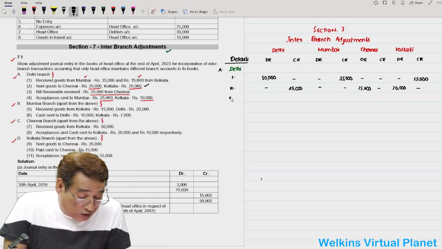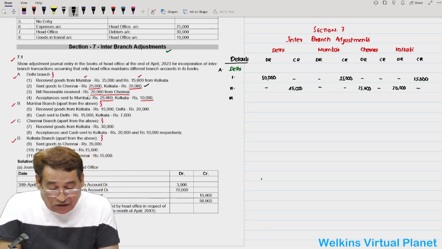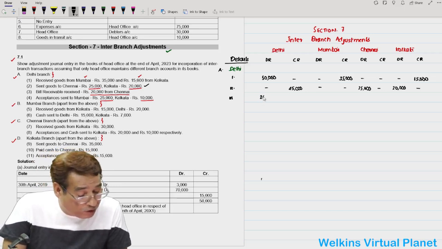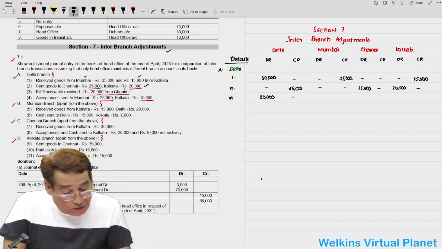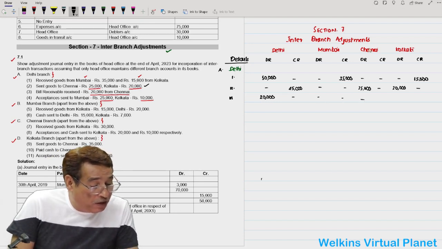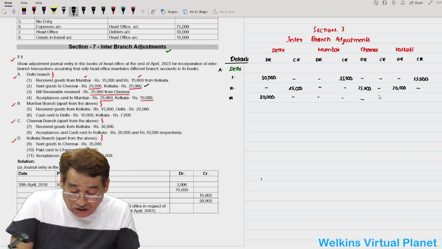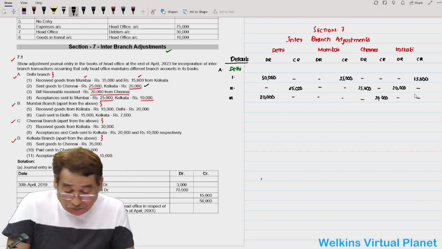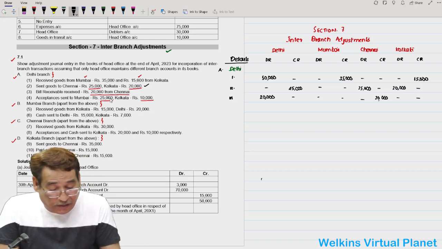Now I will go for the third transaction. As far as third transaction is concerned, simple transaction. Delhi branch received a bills receivable of 20,000. So Delhi branch is the receiver. I will put it towards the debit column. And we are receiving it from Chennai branch. So I will move to Chennai branch. Chennai branch is actually payer this time. And I will write here 20,000. Amount is 20,000 on the credit side because Chennai branch is sending this bill to us. Third transaction is over.